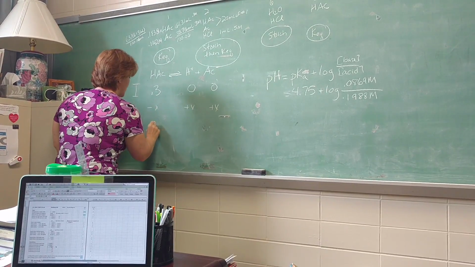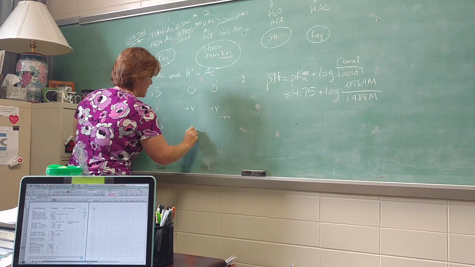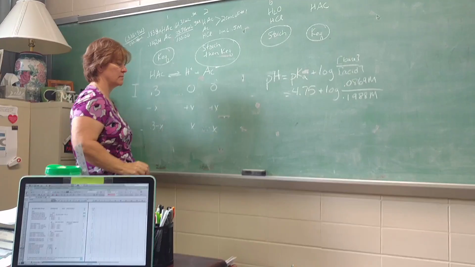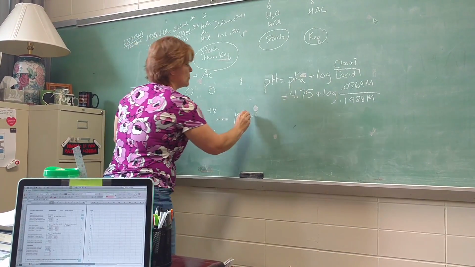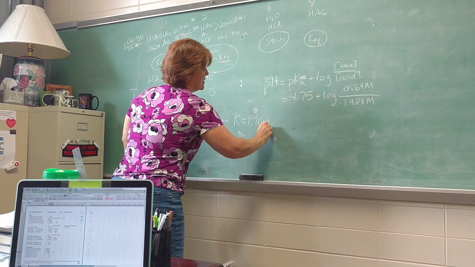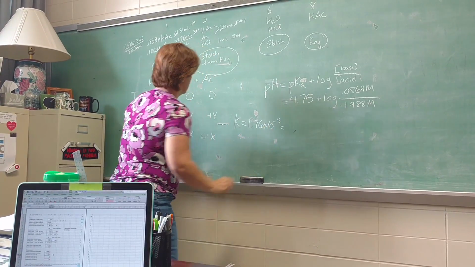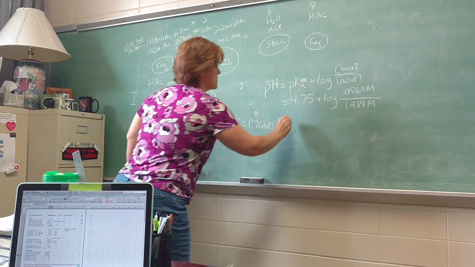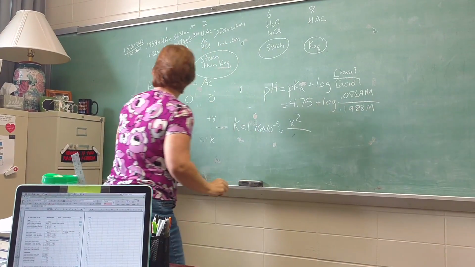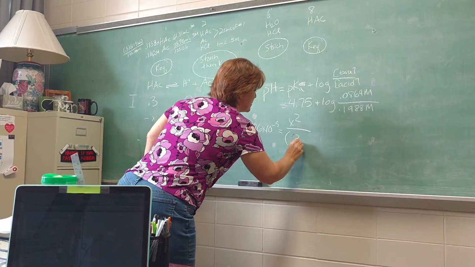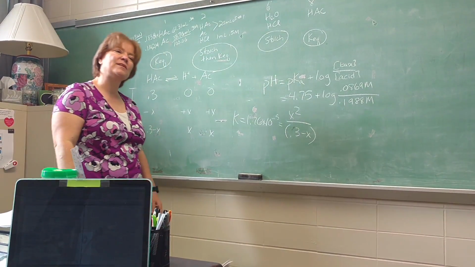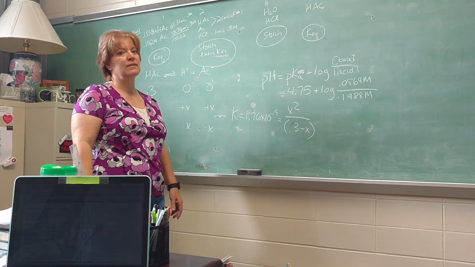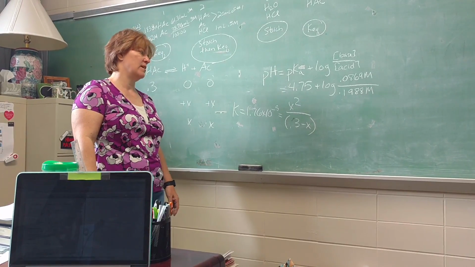And this would be 0.3 minus x. This would be x. This would be x. I know K is equal to 1.76 times 10 to the negative 5, which is equal to x times x divided by 0.3 minus x. Oh, I have a quadratic coming, don't I? Or do I? How do I know whether I have to do a quadratic or not?